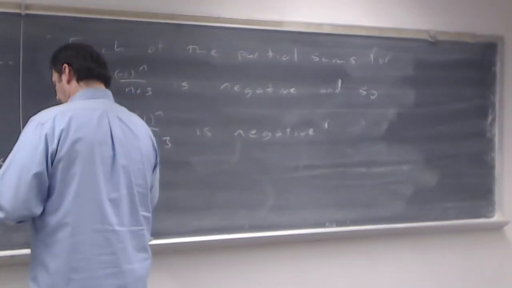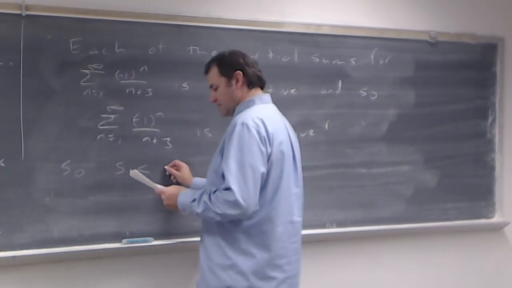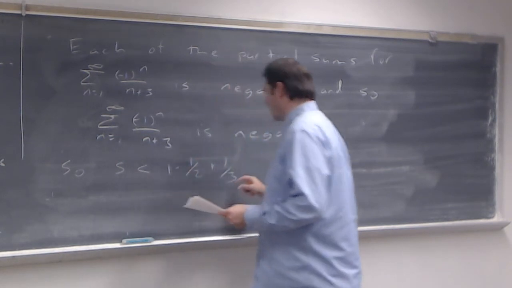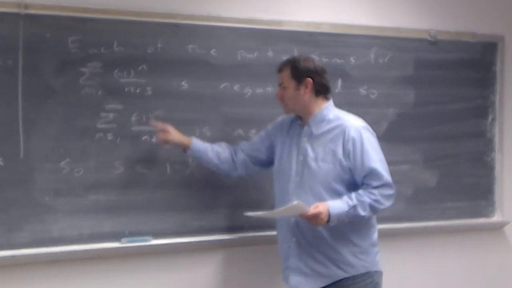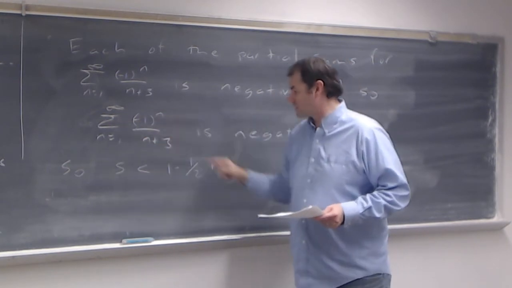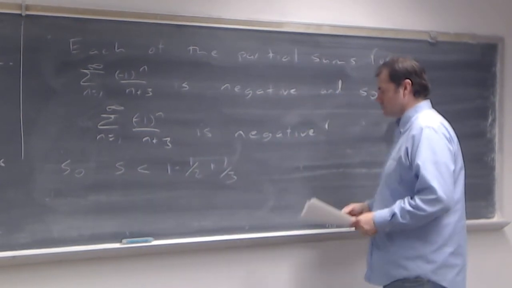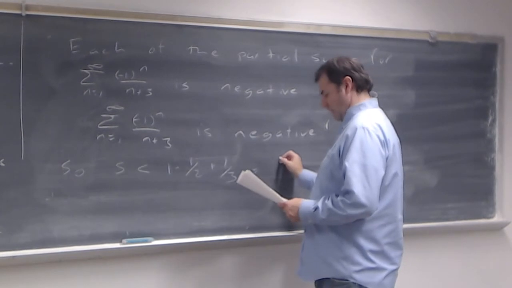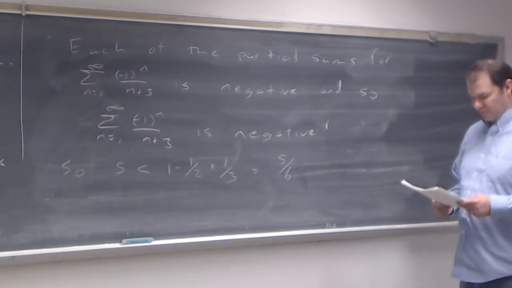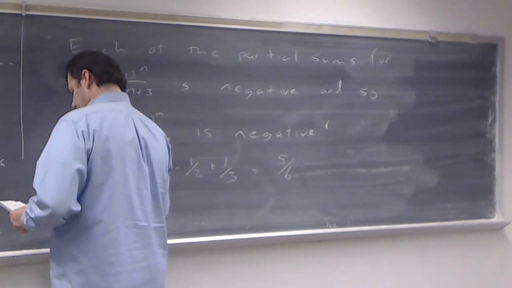So here's what we have. S, what the original series converged to, has to be less than 1 minus 1/2 plus 1/3. And then S would be this plus this series. But this series right here is negative, so this first part is going to be bigger than S. But that's equal to, just simple arithmetic, 5/6. So we know that S is less than 5/6. Now we're going to turn to the rearrangement.